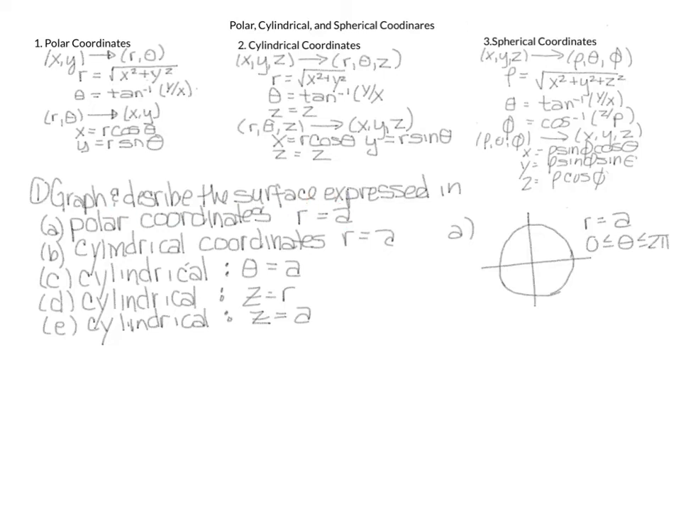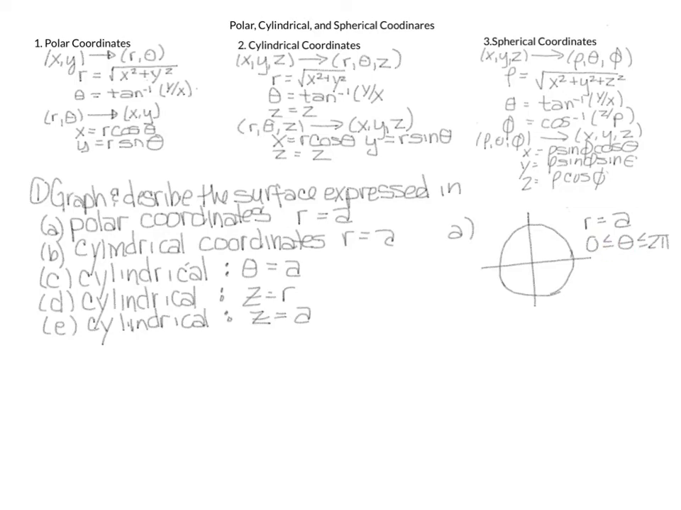So r is equal to a. In this case, r is fixed. The radius is fixed. If you think about that, you may realize that this is a circle. And the other thing to notice is that there are no restrictions put on theta, except theta goes from 0 to pi.